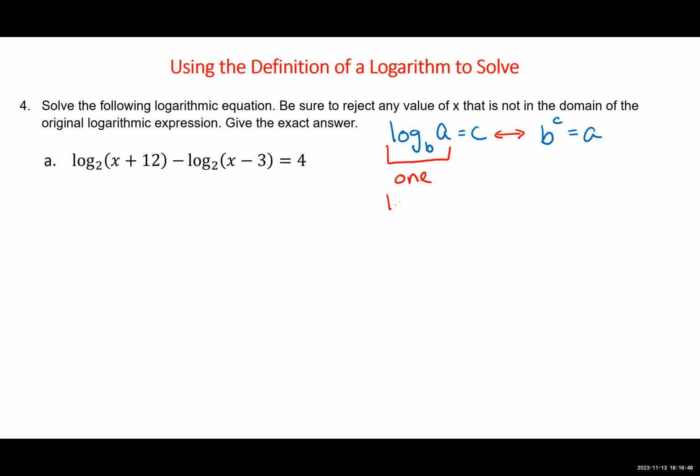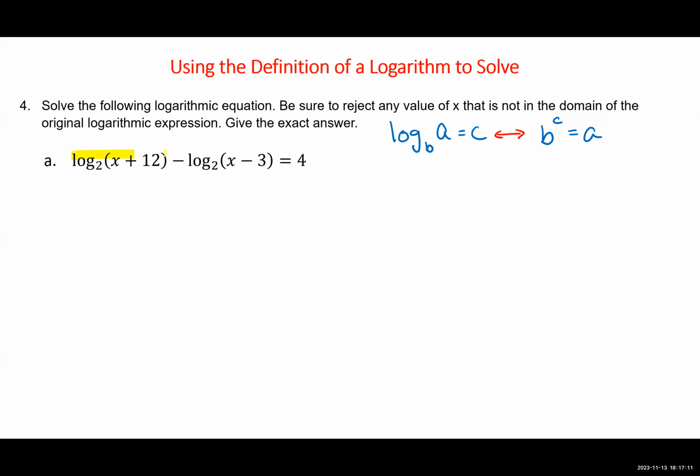What's important here is using the definition. You've got one logarithm and you've got one number. All right, one log and one number. In this problem, we have two logs and one number. So what do we got to do? We've got to condense those logarithms.